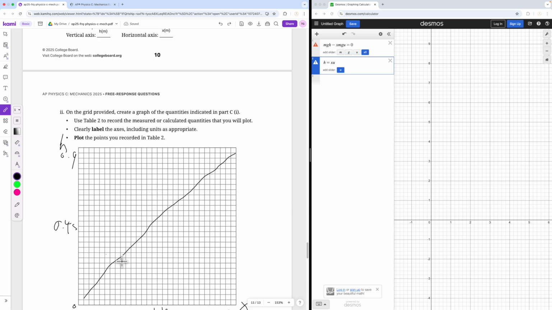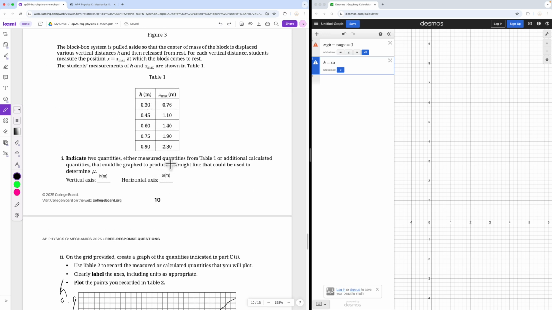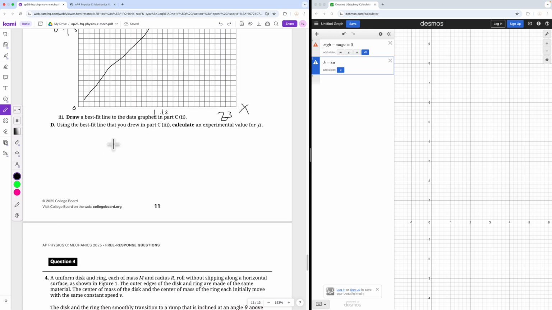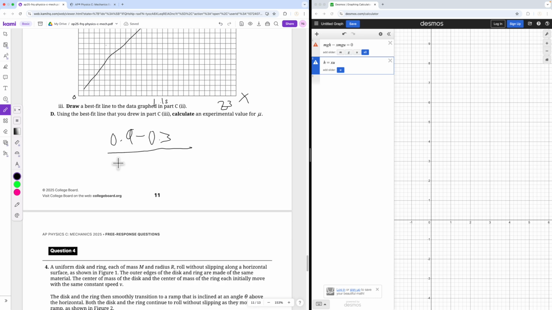So during the test, you would pick the points that are closest to match your best fit line, but I'm just going to use 0.9 and 0.3. So we have 0.9 minus 0.3 divided by 2.3 minus 0.76. And I have it on my calculator. This is equal to 0.390.